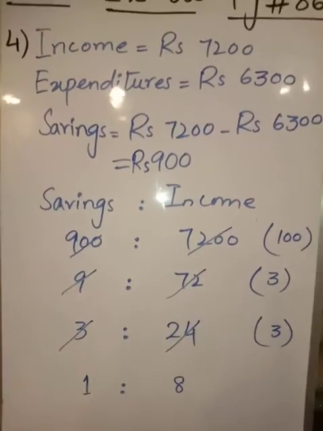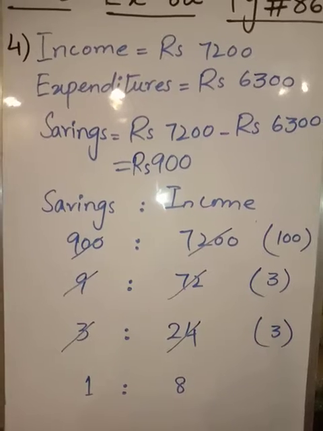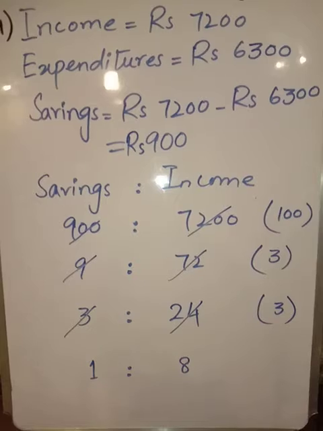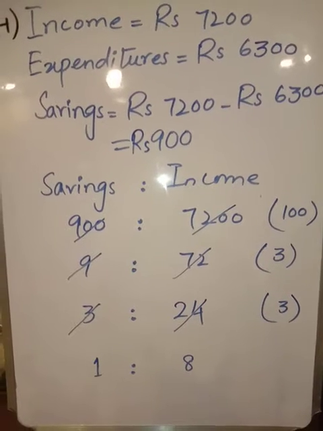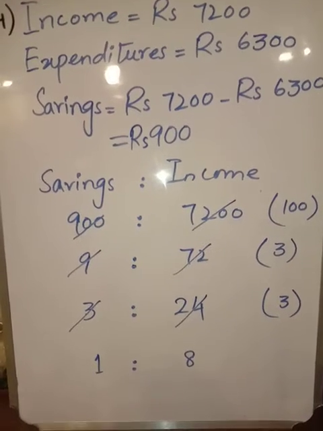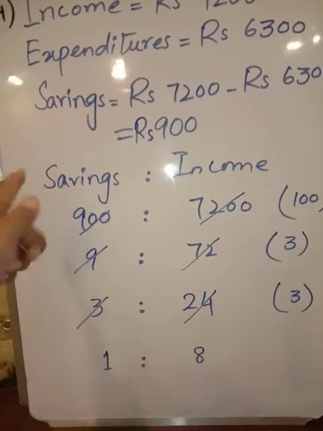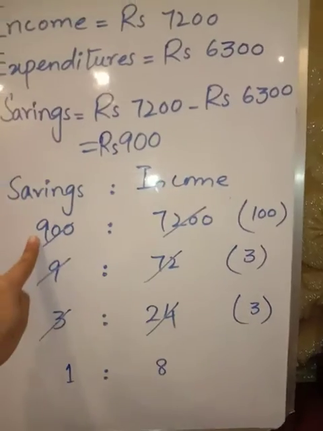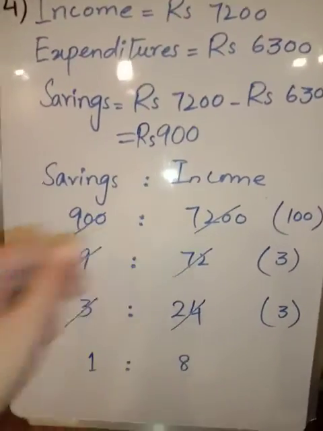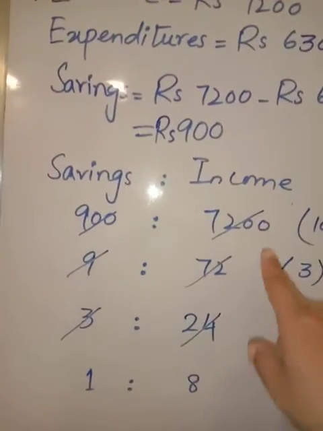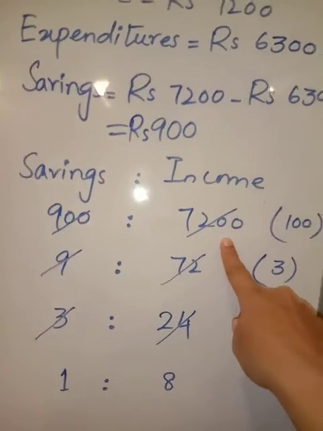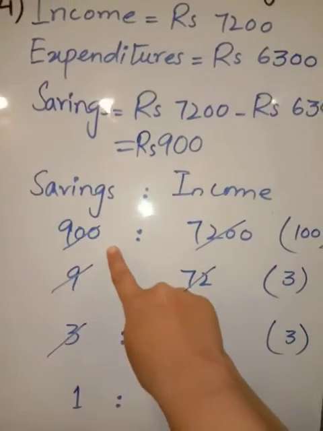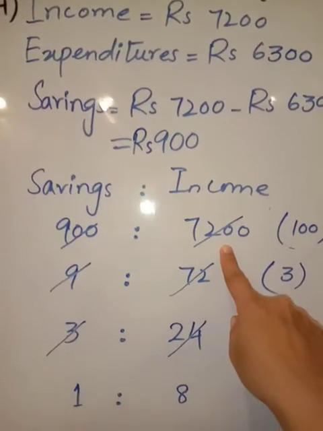So now you have to find out the ratio between his savings and income. Savings to income. Just note down the last sentence. Find the ratio of his savings. First you will write savings, to his income. Then you will write his income. Savings are rupees 900 and income is rupees 7200. So first of all you will remove zeros. Understand? So you will divide by 100. It will give 1 nine is 9, and 1 72 is 72.